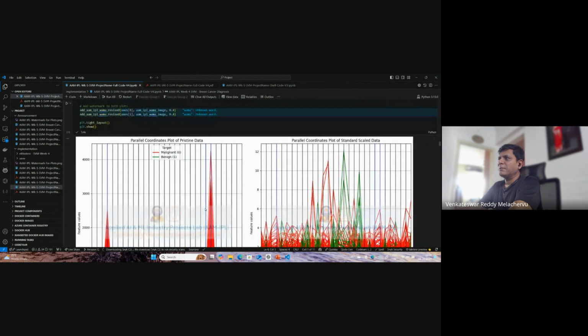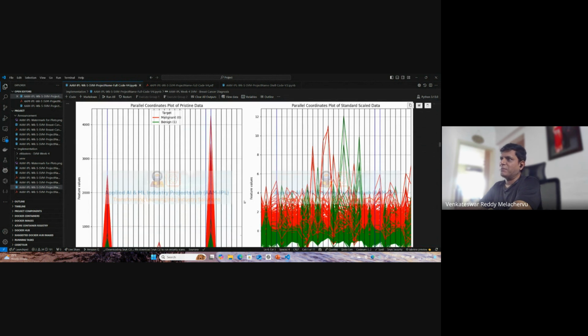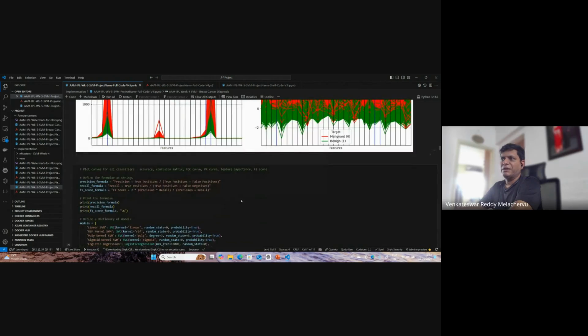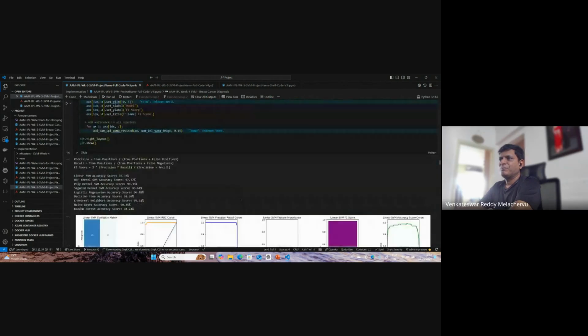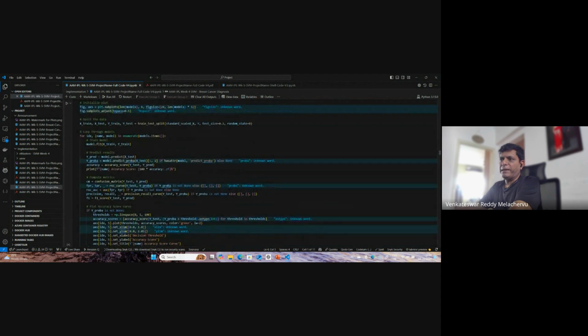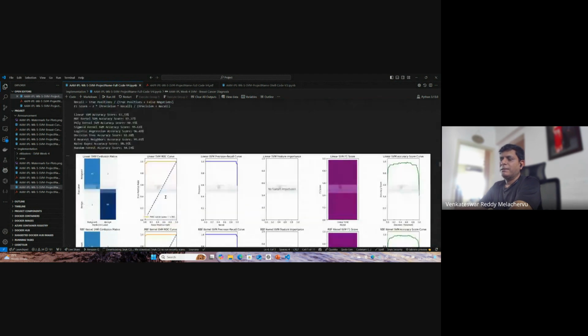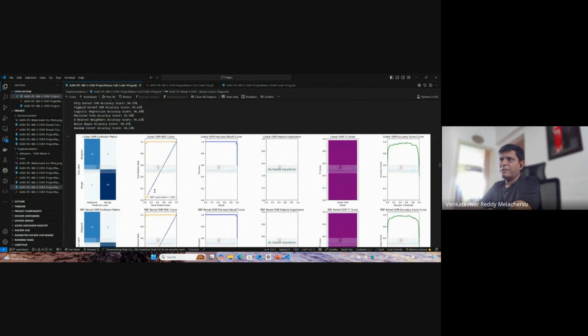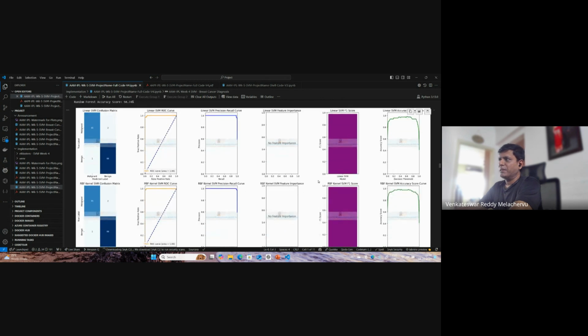Next, this is just plotting it. You will spend some time on parallel coordinate plots. Yeah, so here train and predict and then plot all the parameters. The confusion matrix, ROC curve, then the precision recall curve, feature importance, and the F1 score. All these parameters you already know. And accuracy score as a curve based on the decision threshold.